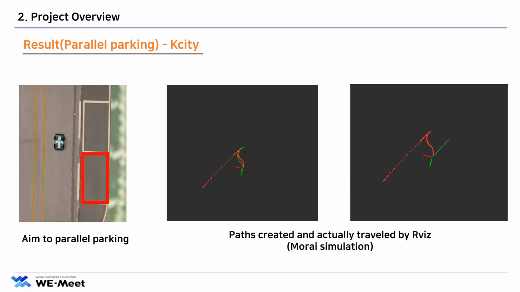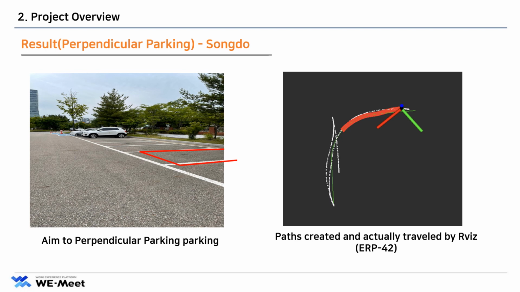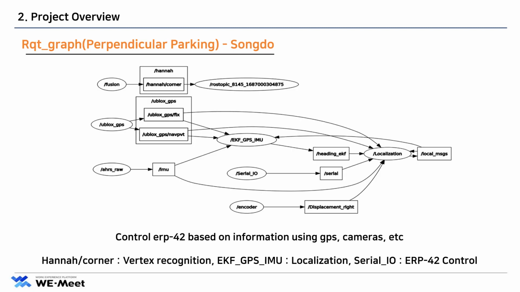The goal of parallel parking is also seen on the left. In order to verify the diagonal parking code we have set, we modified the code a little bit. Due to location constraints, we set our real goal to park in Songdo's perpendicular parking space. The above figure is a ROS RQT graph.